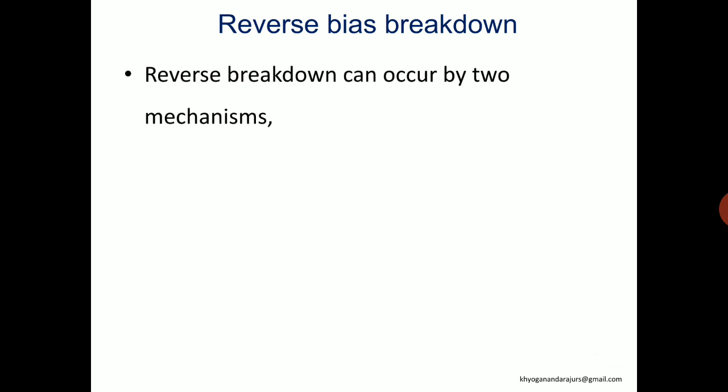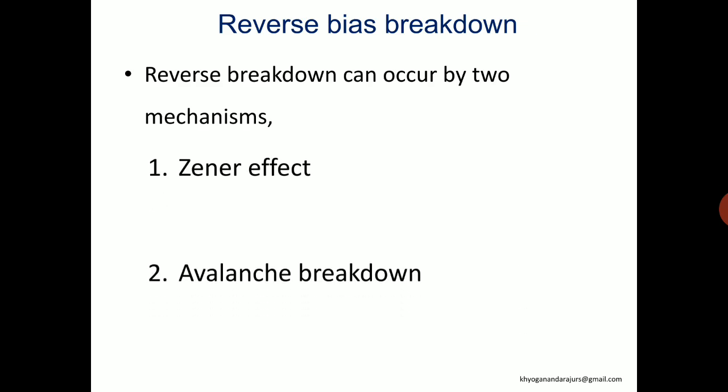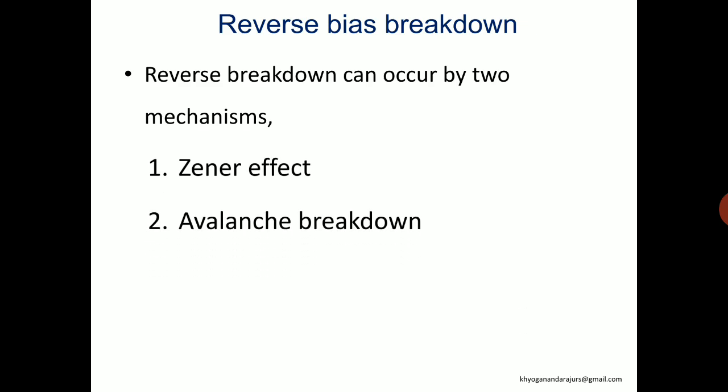We'll see there are two different mechanisms in the reverse bias breakdown. One is called the Zener effect and the other is called the avalanche breakdown.